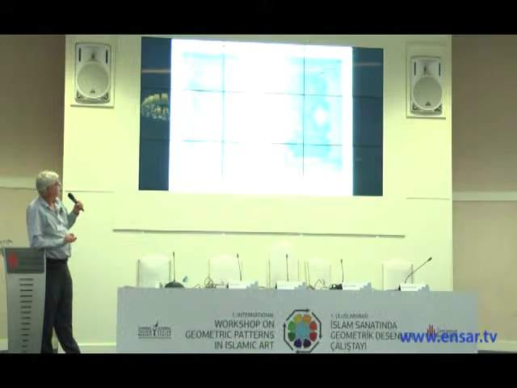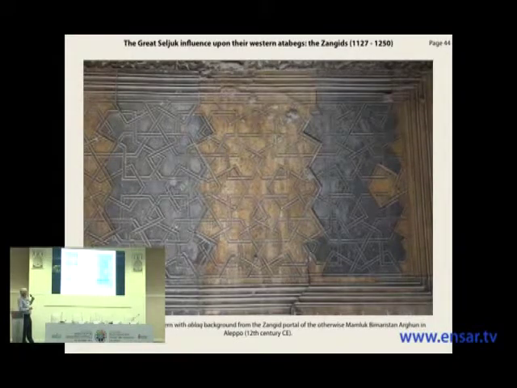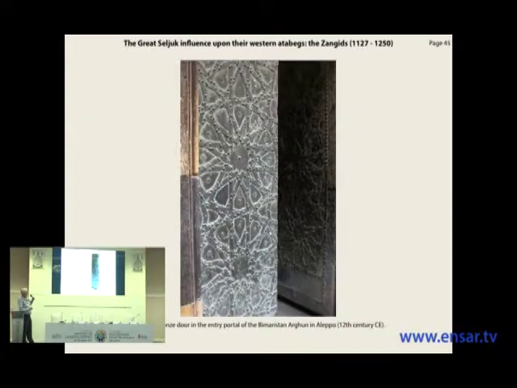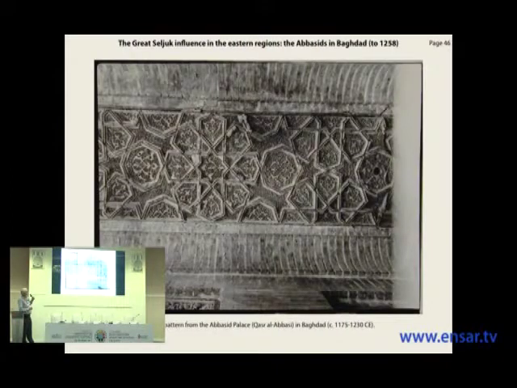This is a piece of incised stone, kind of an ablaq two-tone effect. They were amongst the early pioneers of this two-tone effect. A brass door with an orthogonal pattern with 12-pointed stars. This also Zangid.